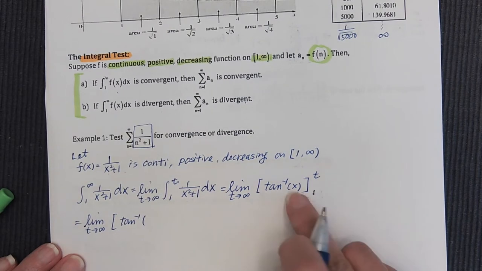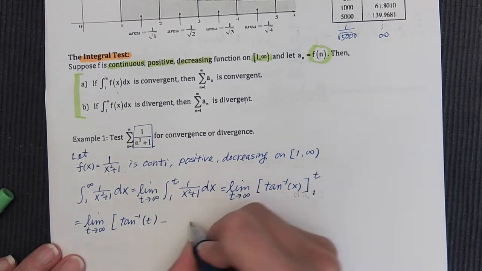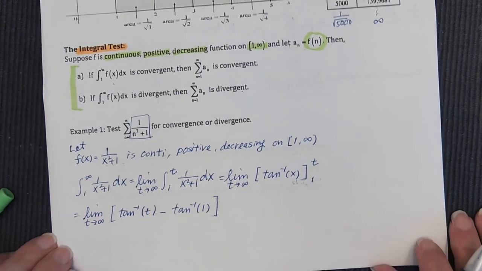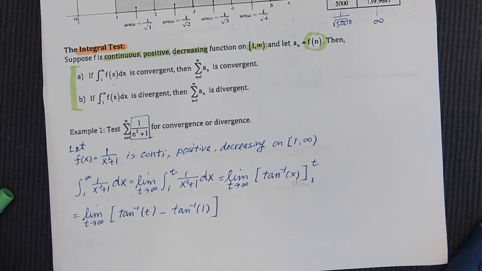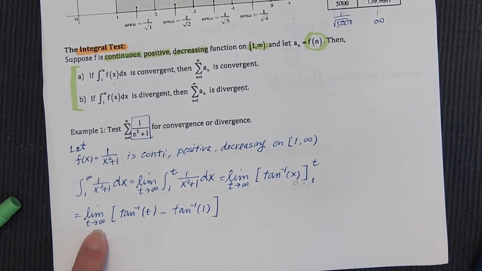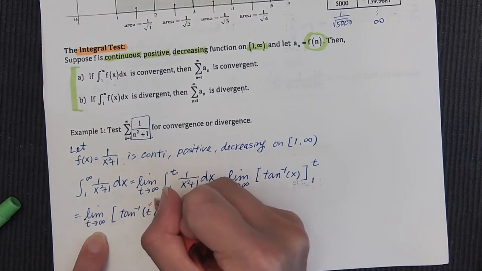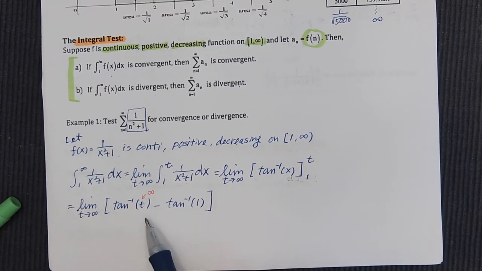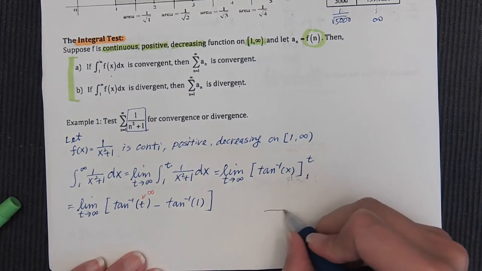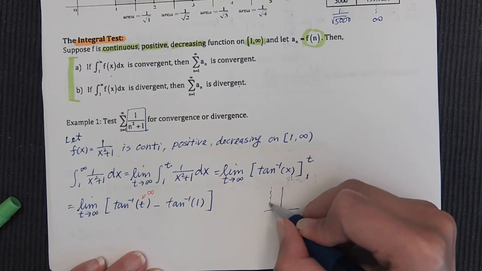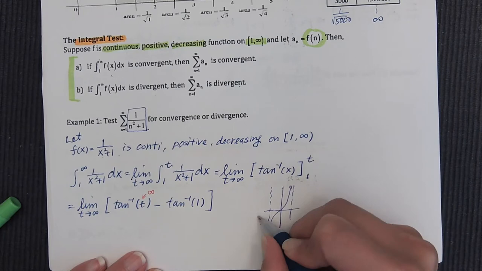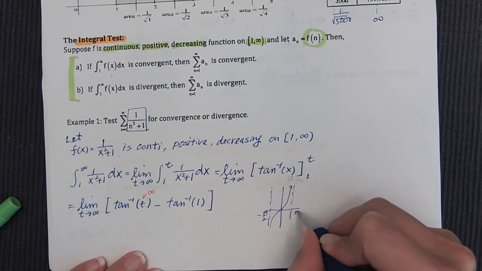Tangent inverse, plug in the t, minus tangent inverse of 1. Then what's happening? t is going to infinity. What's the tangent inverse of infinity? I'm sure you should know it. What does the tangent graph say? This one, right? This is negative pi over 2, and this is positive pi over 2.